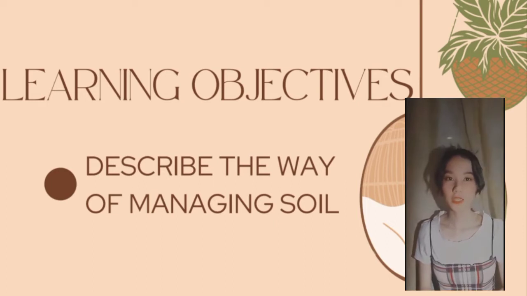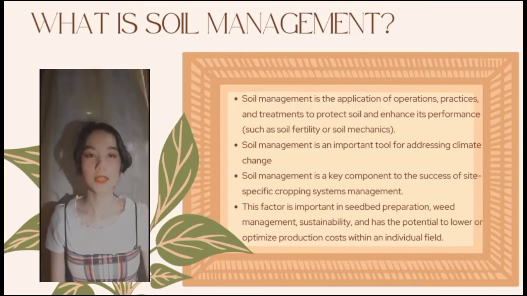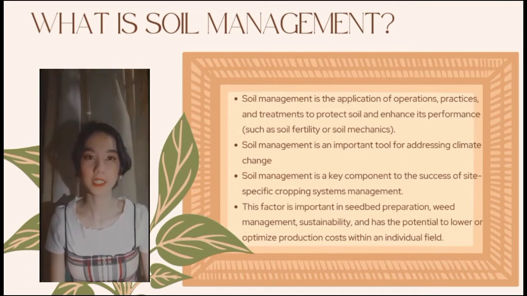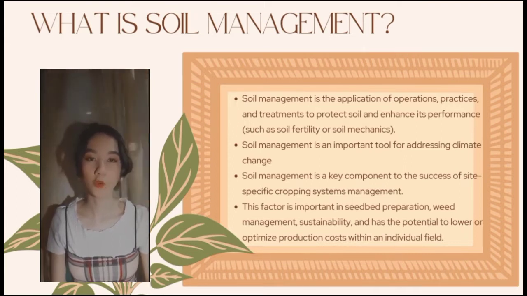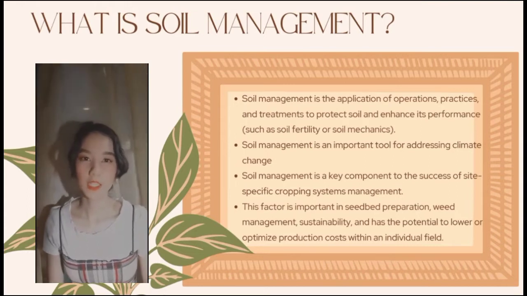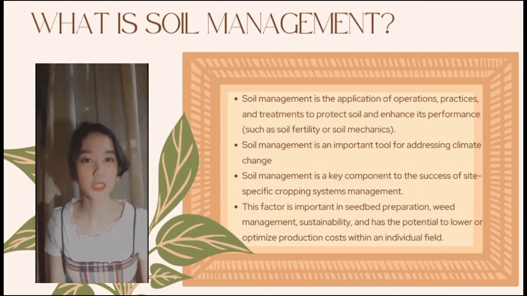The learning objective of our topic is describing the way of managing soil. So first, I'm going to describe what soil management is. In agriculture, some amount of soil management is needed in both non-organic and organic types to prevent agricultural land from becoming poorly productive over decades. Soil management is an important tool for addressing climate change by increasing soil carbon, as well as addressing other major environmental issues associated with modern industrial culture practices.